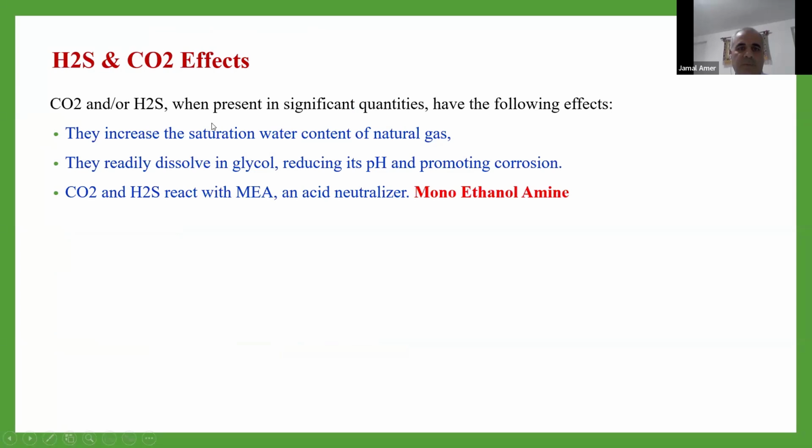Here, if the gas has H2S and CO2, what is the effect of H2S in the gas? They increase the saturation water content in the natural gas. They are readily dissolved in the glycol. If these gases are not removed during the sweetening system, and we proceed with this gas for dehydration, this gas will reduce the pH in the system, and this will lead to corrosion in the facility. CO2 and H2S react with MEA and acid neutralizer, monoethanolamine.